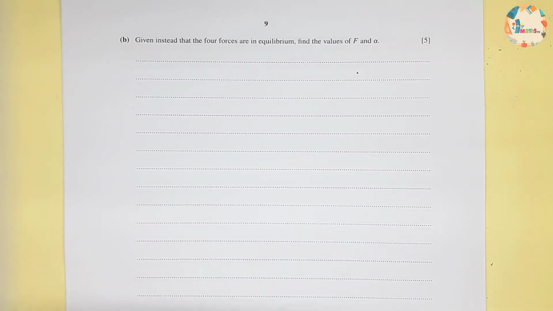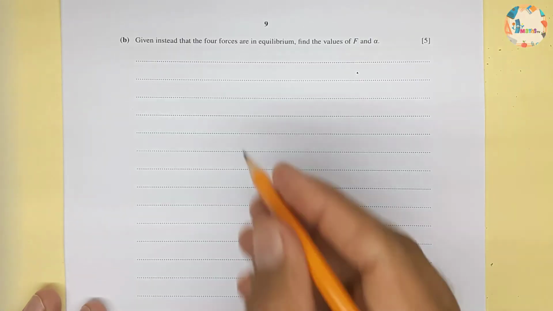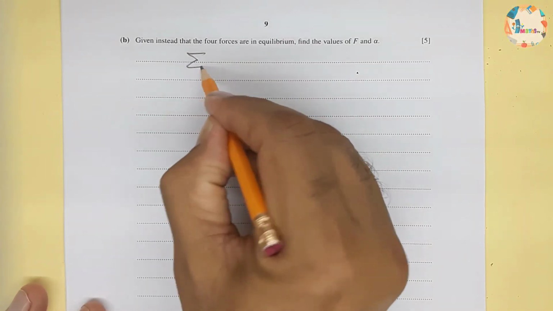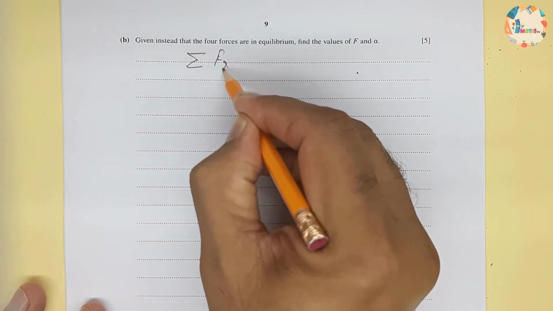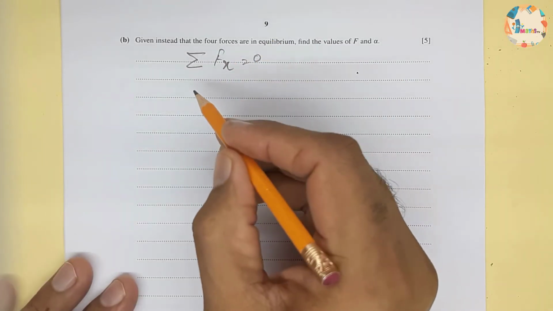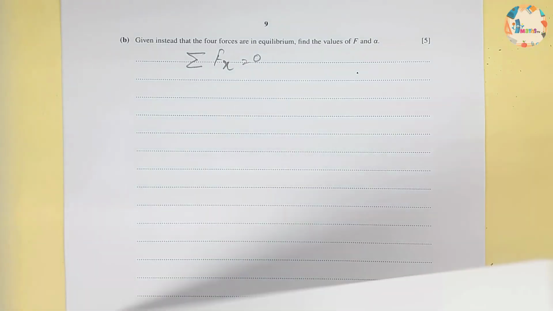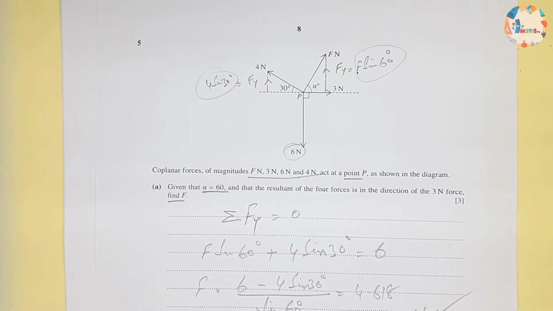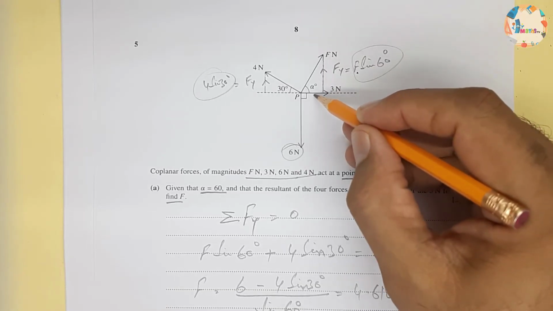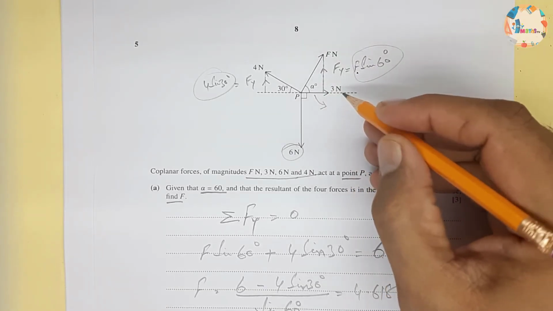B part, given instead that the four forces are in equilibrium, find the value of F and alpha. So F and alpha we have to find. So sigma Fx, now the x component we can check, sigma Fx is equal to 0. So Fx will be what? Again we can refer to the drawing which is over here.